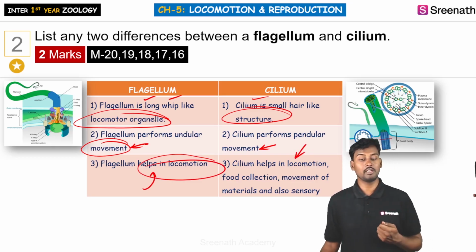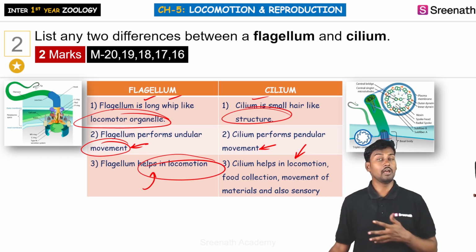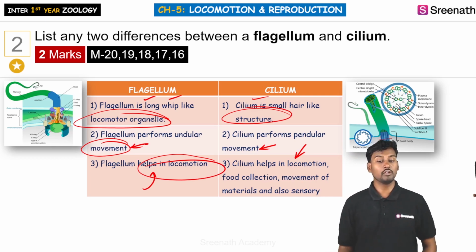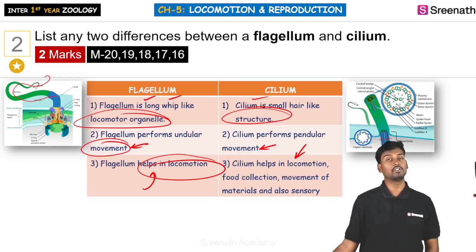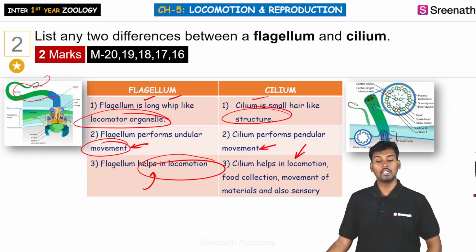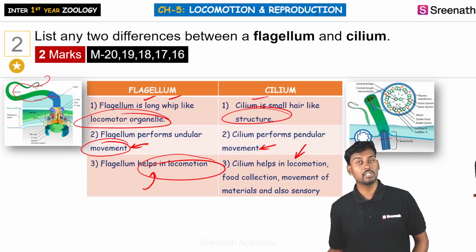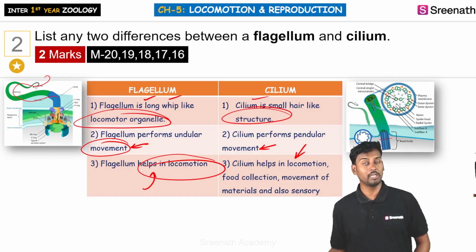A locomotion, food collection, and also movement of the material based on the sensory organ. So here you can see, this is nothing but the flagella. The flagella is a long whip like structure which is generally involved in locomotion, where the cilium is the one which is a short hair like structure which is generally involved in food collection, movement, and also moving away from the material based on the sensory organs.